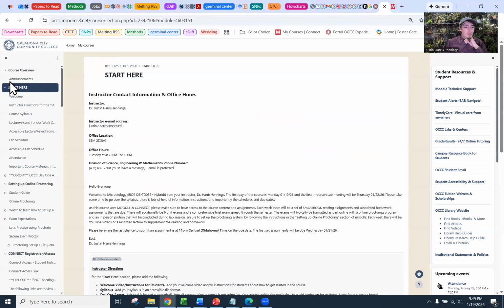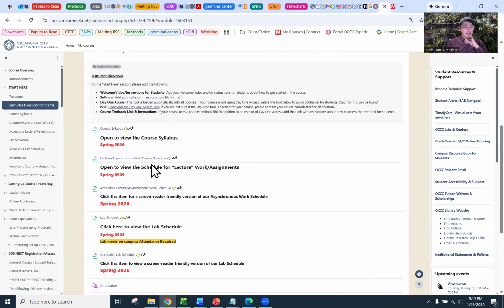I guess I could go over the Moodle real quick. When you get into your Moodle and you get into the course that you're wanting, you'll have the navigation bar on the left, and you'll have a Start Here. That's where your syllabus is, and it has your schedules as well.